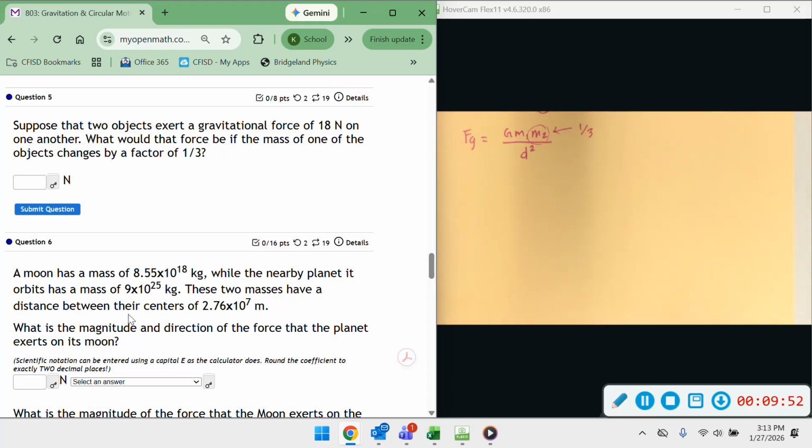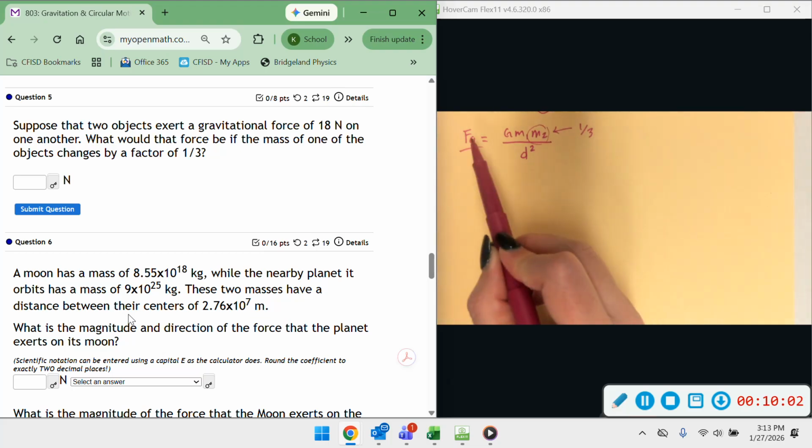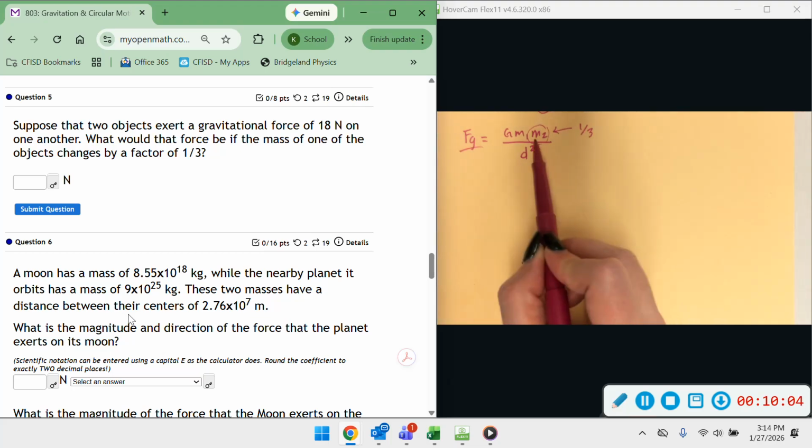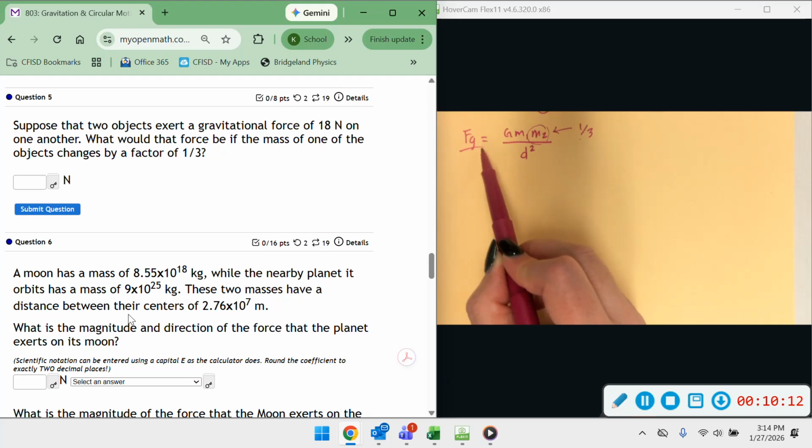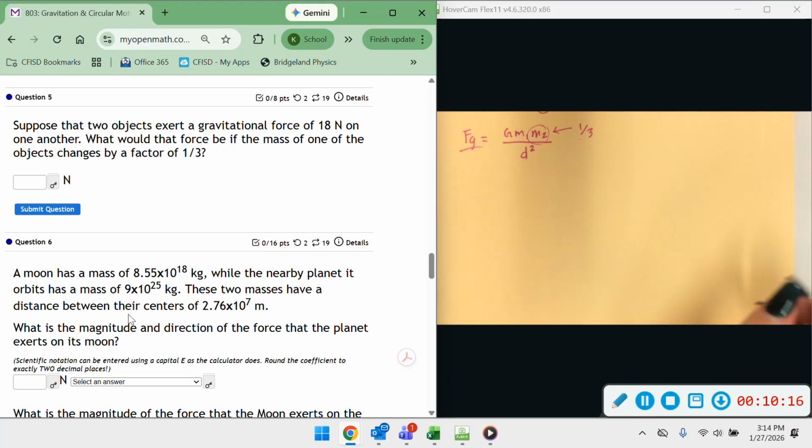What is going to happen to that gravitational force? Okay, in fact, not what happens to it, what is the new force? What would that force be? Well, you can tell by looking at the equation that force and mass are directly proportional to each other. So if you have 1/3 the mass of one of your objects, it will give you 1/3 the amount of force of gravity. Again, it's directly proportional.